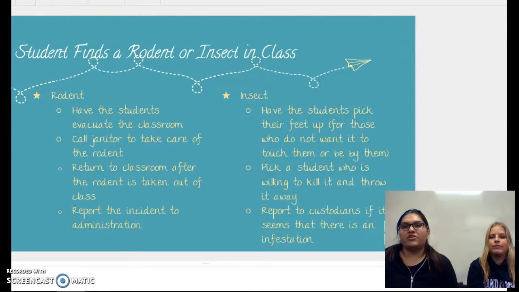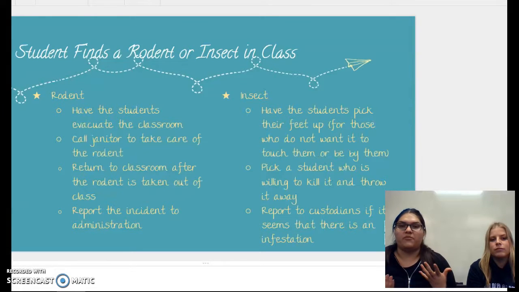And if an insect comes into your classroom, this is a little less severe, but kids still freak out over this. If it's that big of a deal and you notice students getting off track, you have them pick up their feet, for those who don't want it to touch them. And there's usually always a student who wants to find it and kill it. So you would have them do that for you, or unless you are brave, you could do it yourself. If it's just one bug in the classroom, it's not that huge of a deal. But if you notice there's an infestation and you're getting a ton of bugs all the time, you would want to report it just in case.